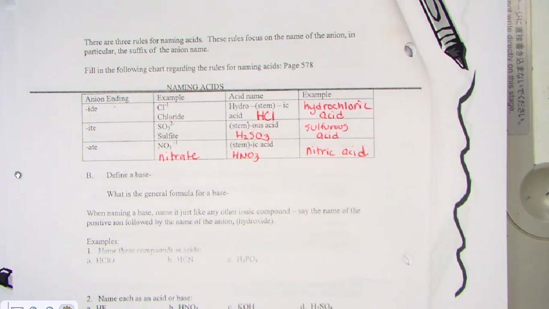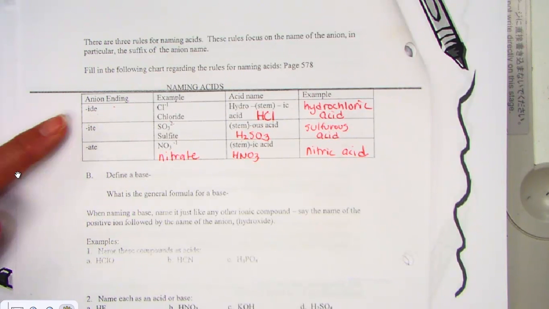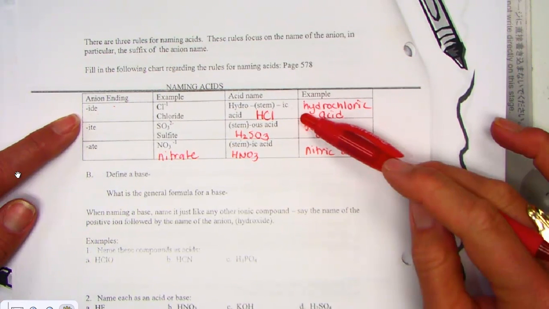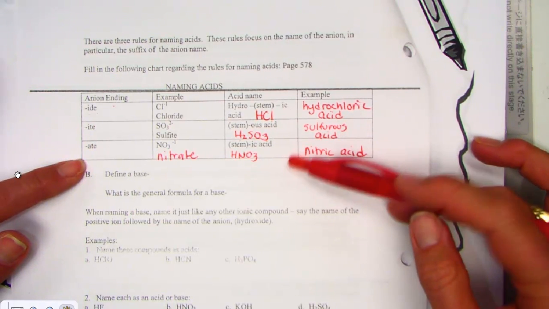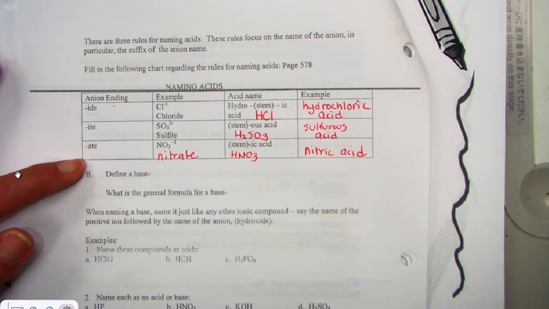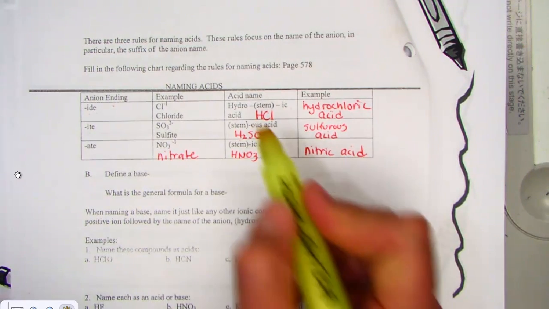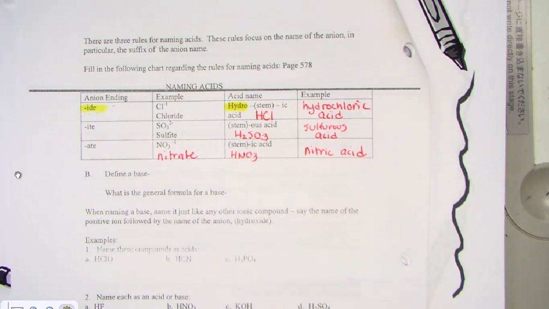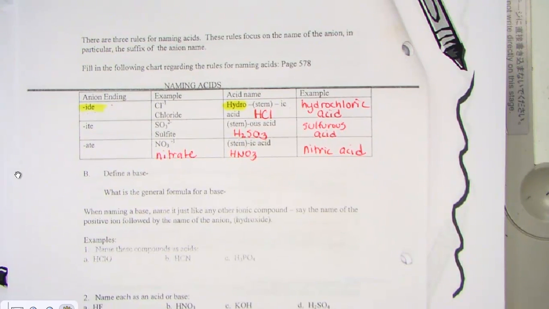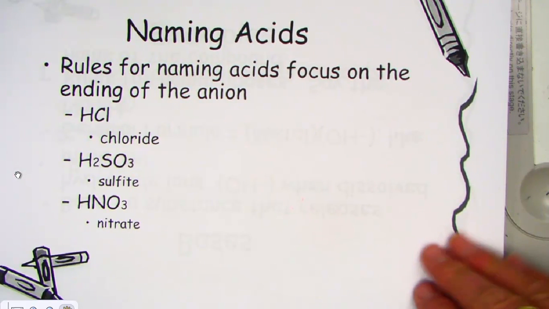Completely review, but worth mentioning again as we're getting more and more comfortable with our nomenclature rules. Ide, hydro, root word, ic. Ite becomes us, ate becomes ic. Notice, friends, just to remind ourselves, the only time I hear anything about the hydrogen is when that original ending came from "ide." Otherwise, we don't hear about it. We don't need to hear about it because we know acids always start with hydrogen.